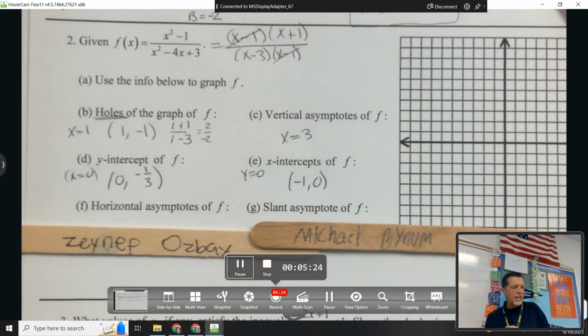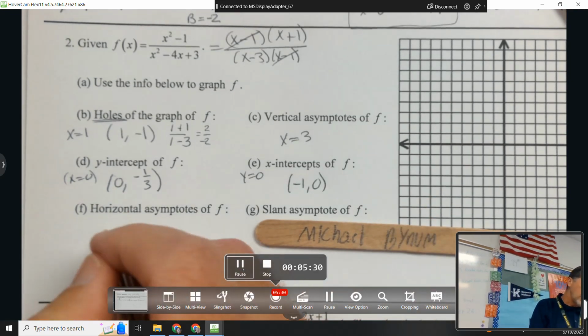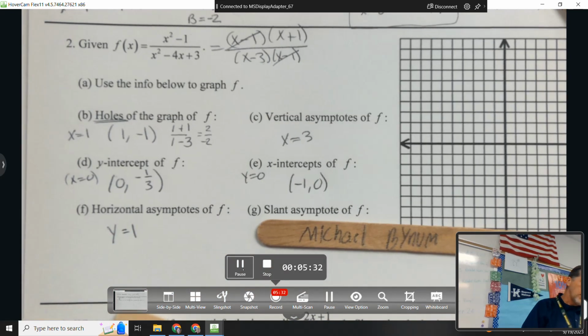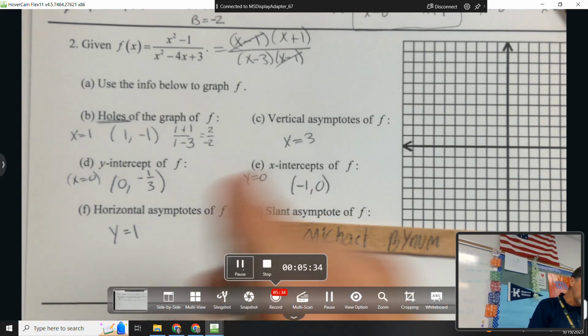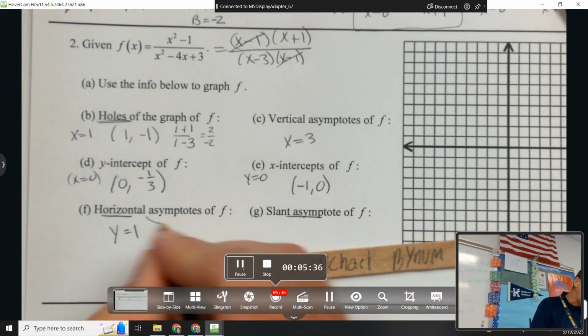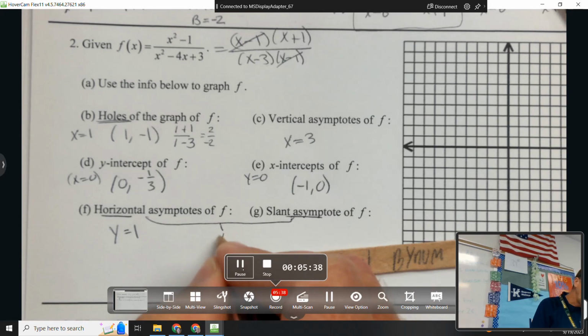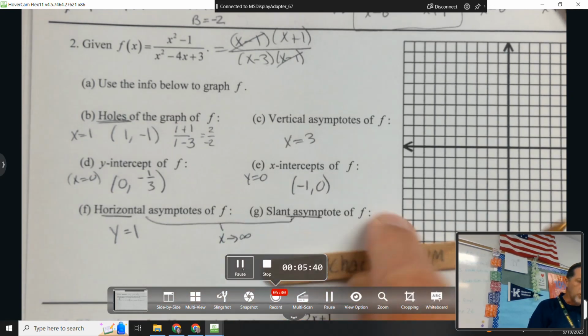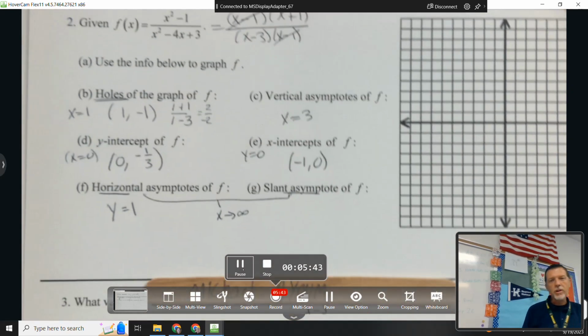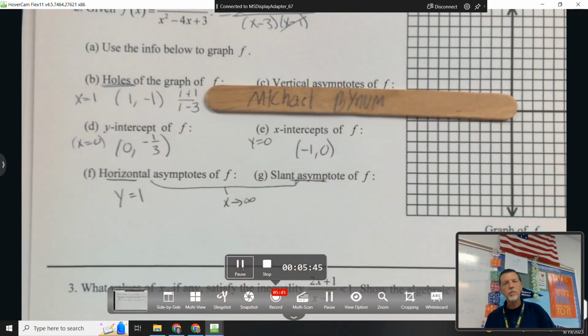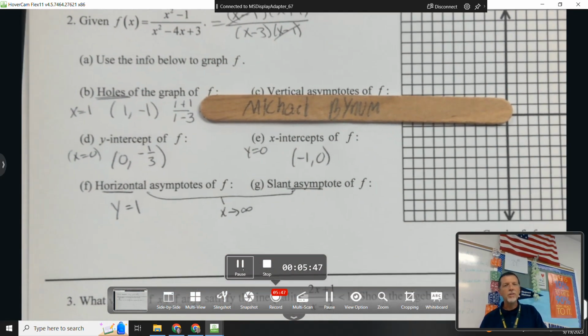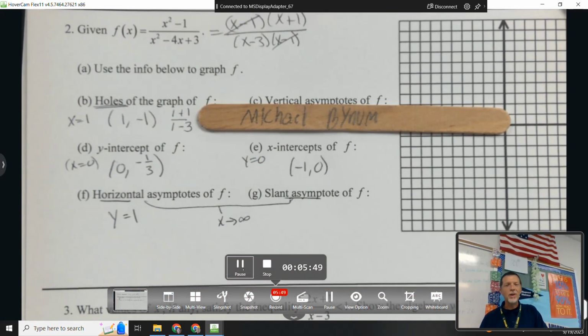Zainab, are there any horizontal asymptotes? y equals 1. Good. Because horizontal and slant asymptotes are what happens as x goes to infinity, which is when you can use the top-bottom degree comparison, as long as you know what you're doing. Michael, so your answer is easy, but it's a concept thing. What's the slant asymptote? There's not one.